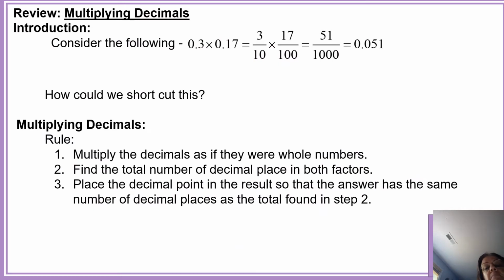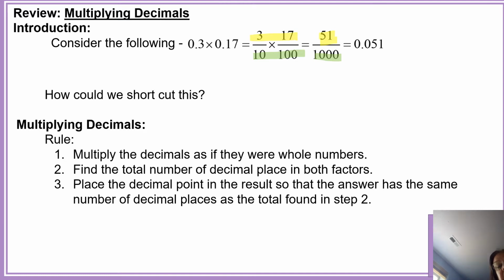Now, multiplying decimals. Consider the following: 0.3 times 0.17. Well, 0.3 is 3 over 10, and 0.17 is 17 over 100. So remember that we multiply straight across. So 3 times 17 is 51. 10 times 100 is 1,000. And this decimal is in the thousandth place, right? Tens, hundreds, thousands.